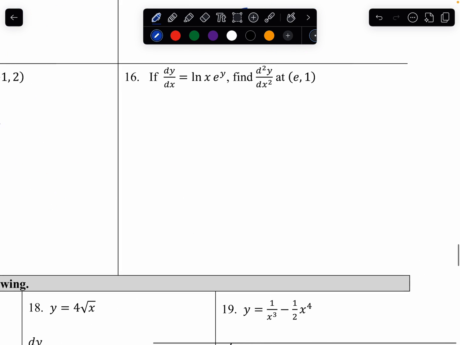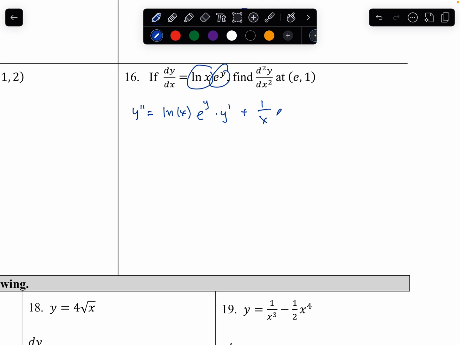Okay, and then lastly here, we'll do the product rule because we have those two right there. So y double prime is going to be equal to the first times the derivative of e to the y. Don't forget to do the y prime, and then plus the derivative of the natural log of x, which is 1 over x, times e to the y. So y double prime is going to be equal to, we'll plug in e for x, so this is going to be the natural log of e, and then times e to the first.